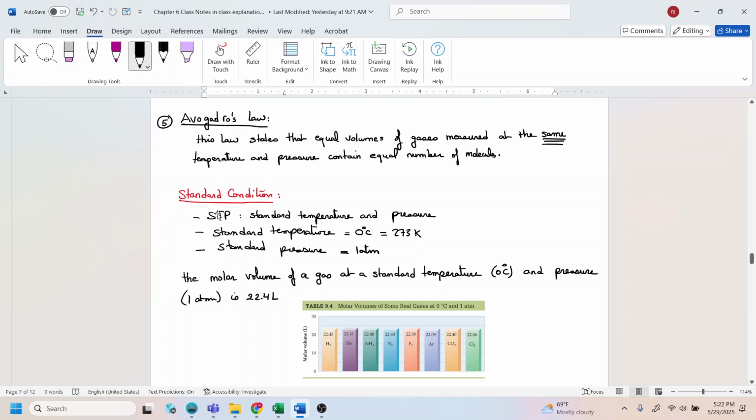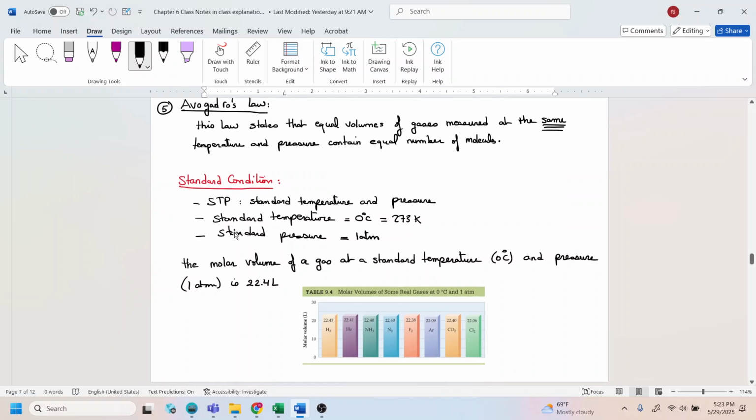STP means standard temperature and pressure. The standard temperature is well known to be 0 degrees Celsius, so it's 273 Kelvin. And the standard pressure is 1 atmosphere. So when you are working with a problem that starts with "at STP", it means the standard temperature and pressure. They won't give you the temperature or the pressure, so you have to assume that the temperature is 0 degrees Celsius, which corresponds to 273 Kelvin, and the standard pressure is equal to 1 atmosphere.